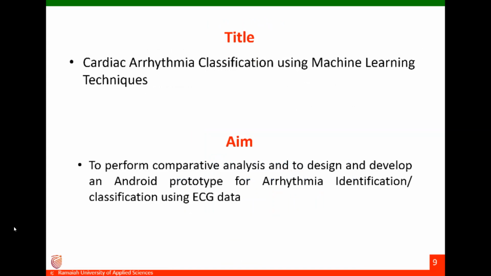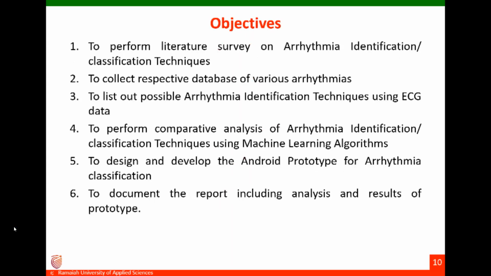So moving on to the title of the project: cardiac arrhythmia classification using machine learning techniques. The aim of the project is to perform comparative analysis and to design and develop an Android prototype for arrhythmia identification and classification using ECG data. So these are the preferred objectives for the project. We divided the project into 6 main objectives.